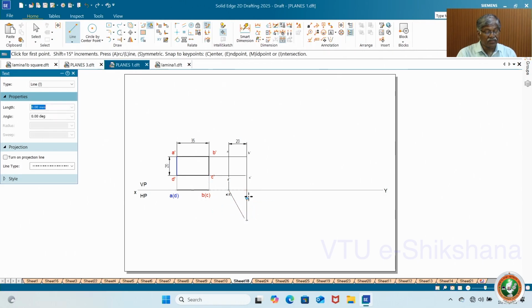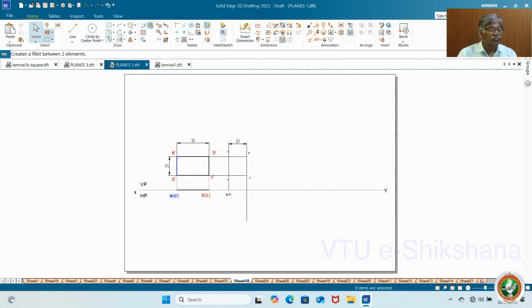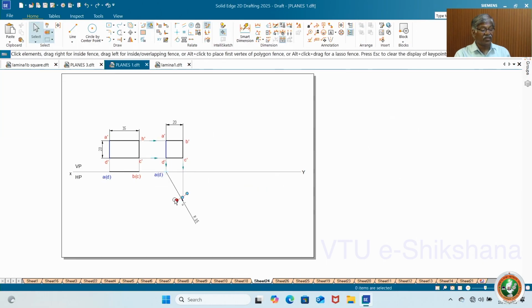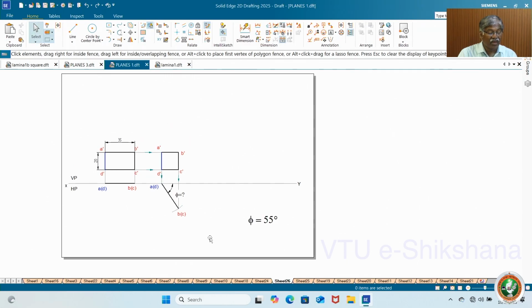Take 35 and draw an arc. Take arc, center point, 35, enter, draw the arc. Then join these 2 points. This is AD, this is BC. Okay, so here, assume that I have drawn this arc with 35 and I get BC. Join this. If you measure this, you will get 55. So this is how you go about the problem. The remaining procedure is the same as what we did for the regular problems.